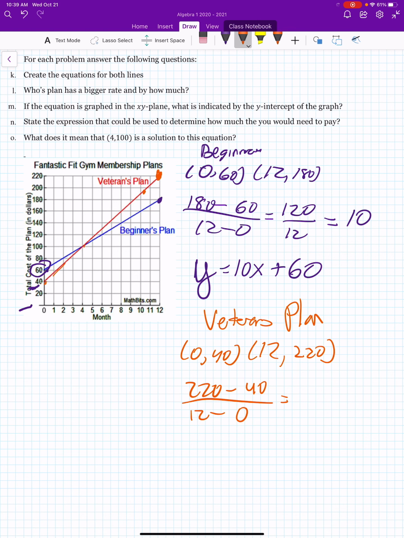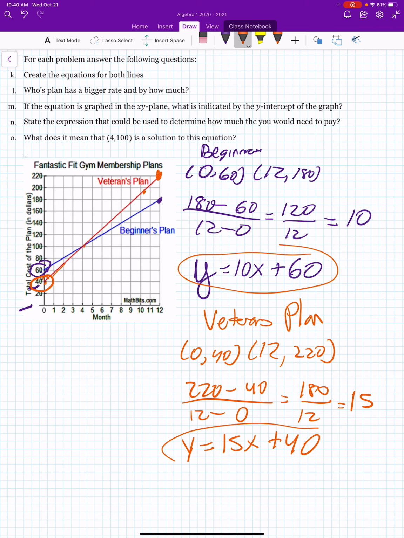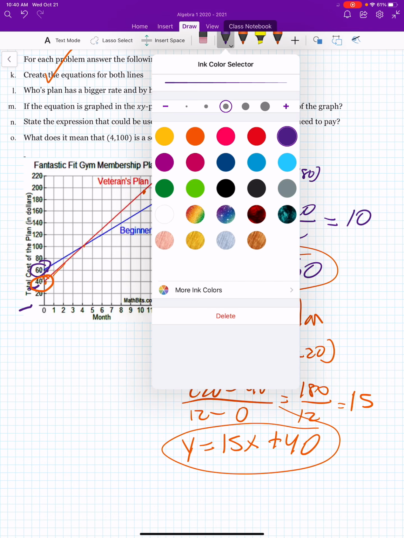220 minus 40 is 180. 12 minus 0 is 12. 180 divided by 12, that is 15. So because the slope is 15, y equals 15x, and looking at our y-intercept, which is 40, plus 40. Bam, bam. So, quick equations. Whose plan has the bigger rate? Well, 15 is greater than 10, so the veterans plan.